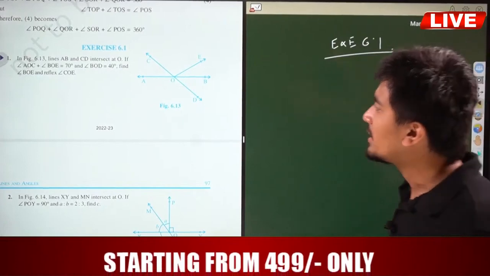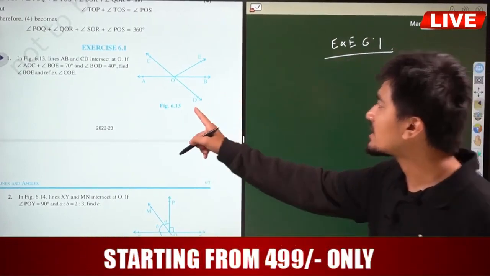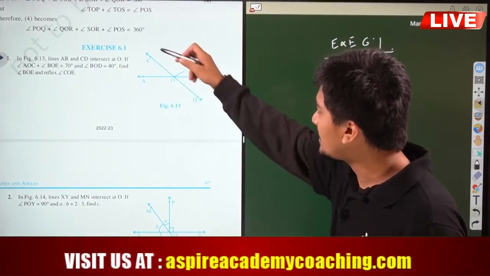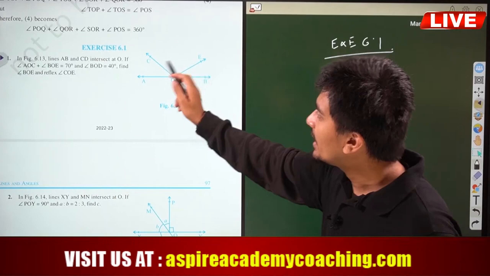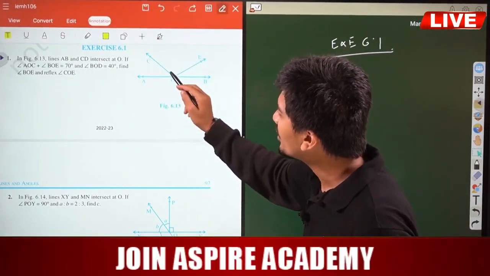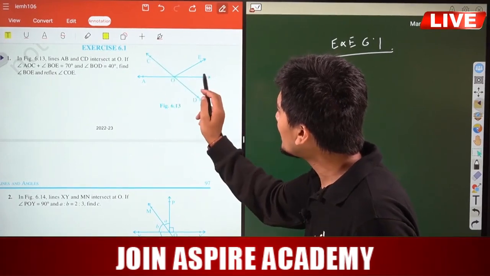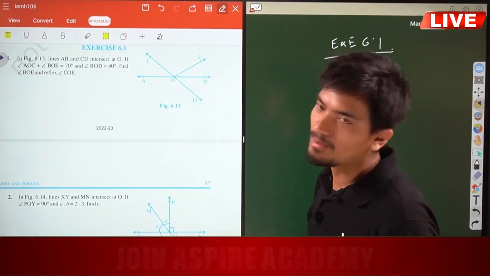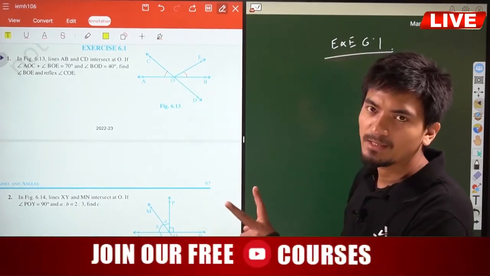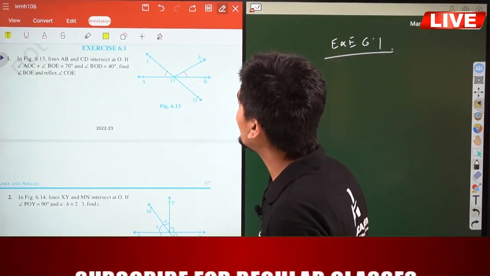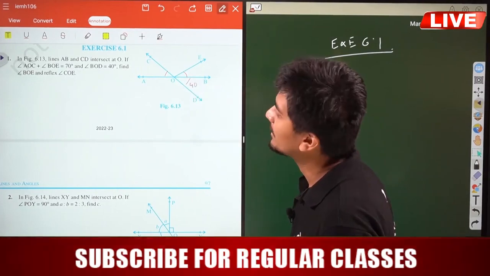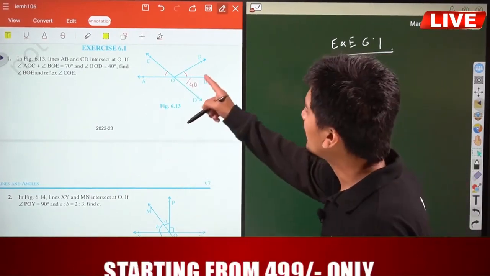See the first question. In the first question, it is given that in figure 16.13, one figure is given here. AB and CD intersect each other at point O. If angle AOC plus angle BOE equals 70 degrees, this angle and this angle, if we add them, give 70 degrees. And angle BOD, this angle, is 40 degrees, right? Given. We need to find angle BOE.